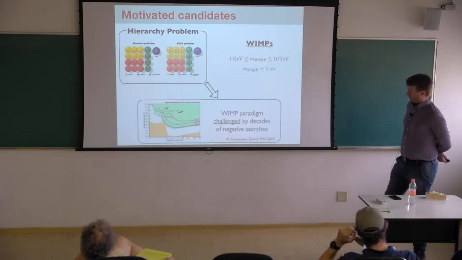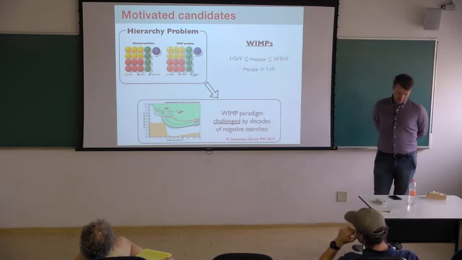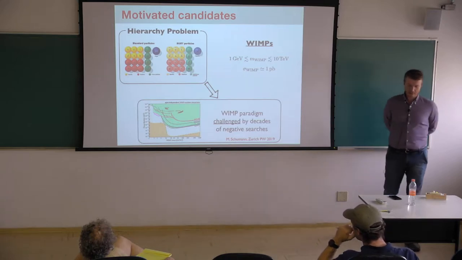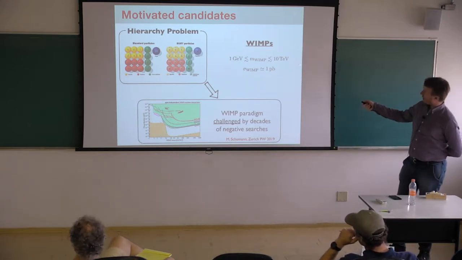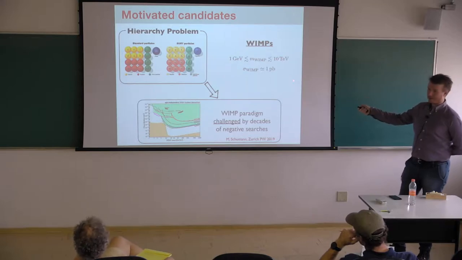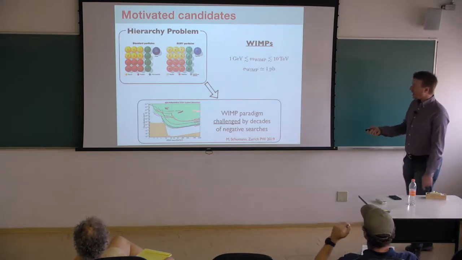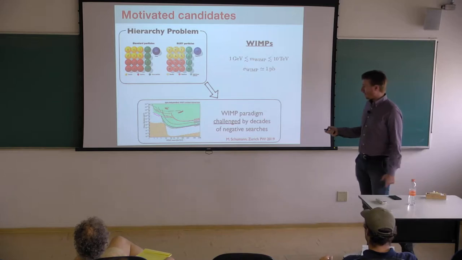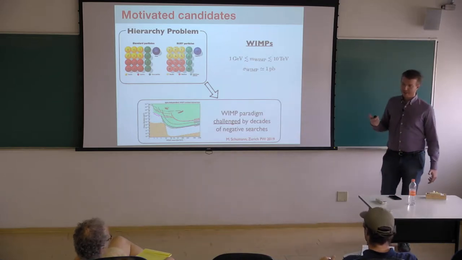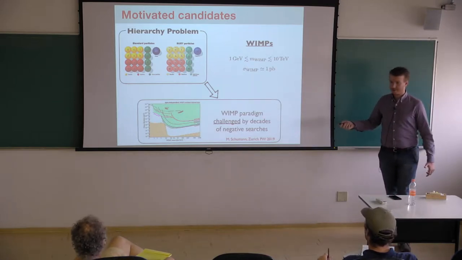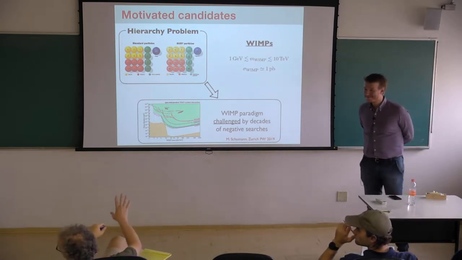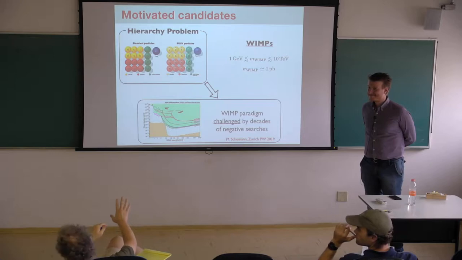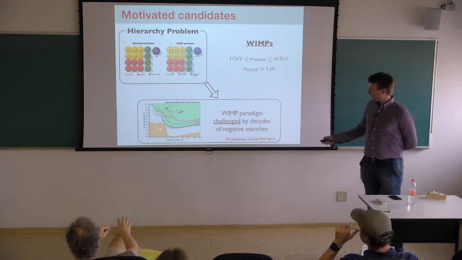The hierarchy problem famously has supersymmetry and the neutralino, but more in general WIMPs, as dark matter candidates, broadly defined, with the mass in this range and cross-sections around the weak scale. The status is that this paradigm is quite challenged by current searches in direct detection, as you can see from this figure.